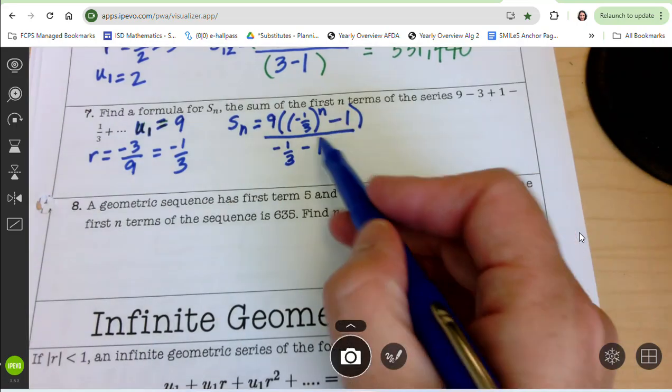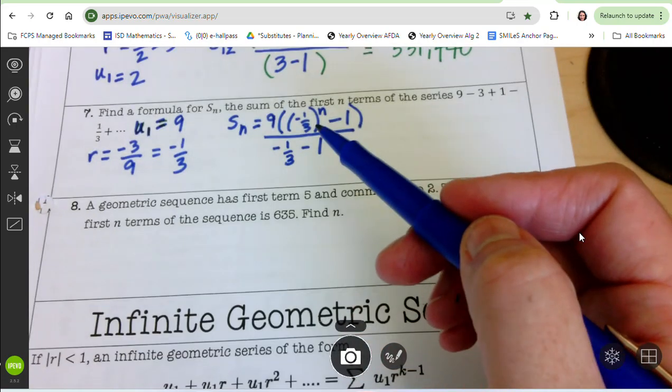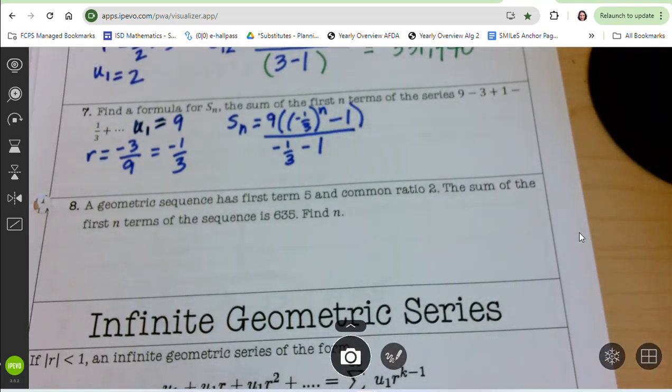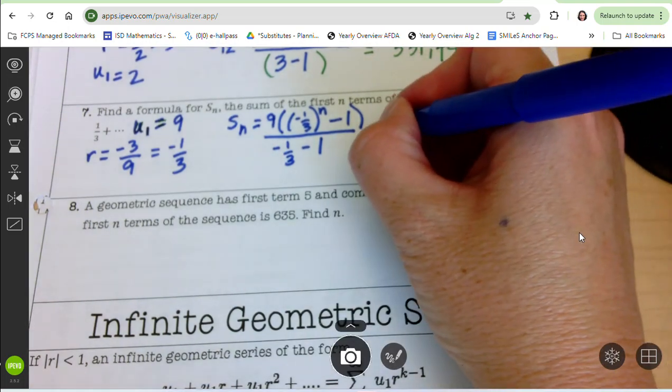I can simplify my denominator. So negative 1/3 minus 1, what's that as a fraction? You can subtract it and then press math frac. What do you get? Or you can do it in your head. Anybody else get negative 4/3? Okay. So this denominator makes negative 4/3.